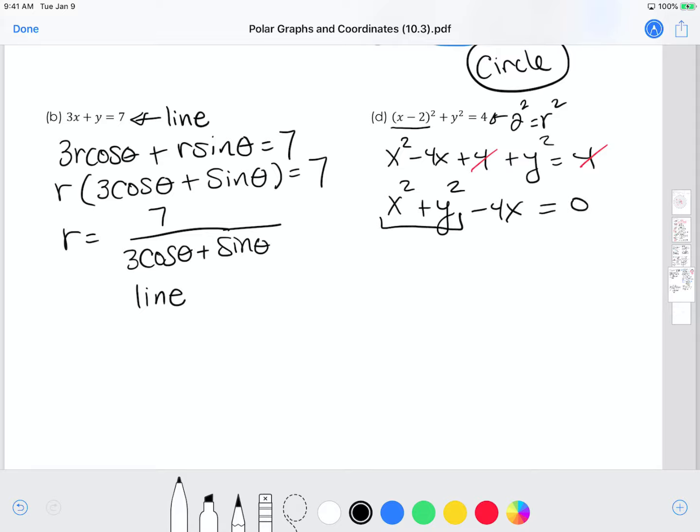The x squared and the y squared, I can replace with r squared. And I'm left with r squared minus 4x is equal to 0. And now all I have to do is replace that x with r cosine theta. And I'll have everything written in terms of r and theta.